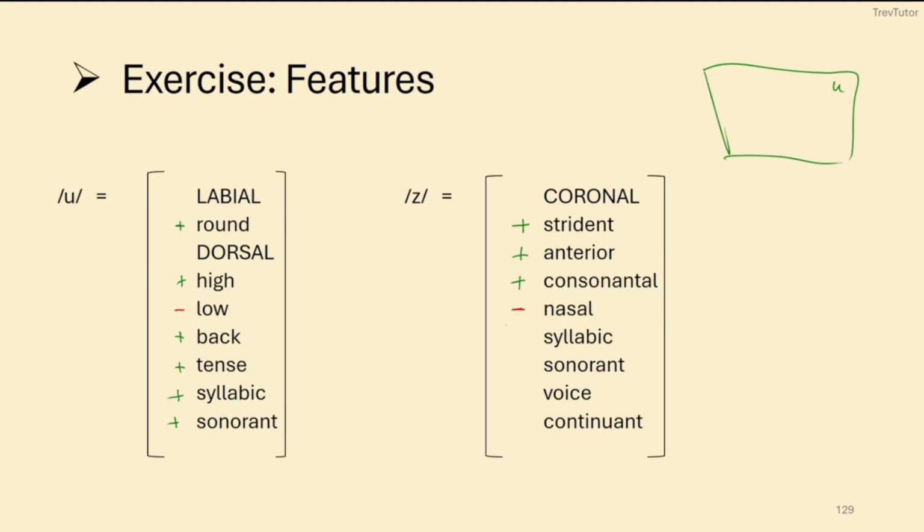It is not a nasal sound, it's minus nasal. It is not a syllabic sound, it cannot act as the nucleus of a syllable. It is not sonorant. The noisiness from z occurs because there is more air pressure inside the mouth than outside, so that's minus sonorant. This is a voiced sound, and it's continuant. You can hold this and air continuously flows outside of the oral cavity.